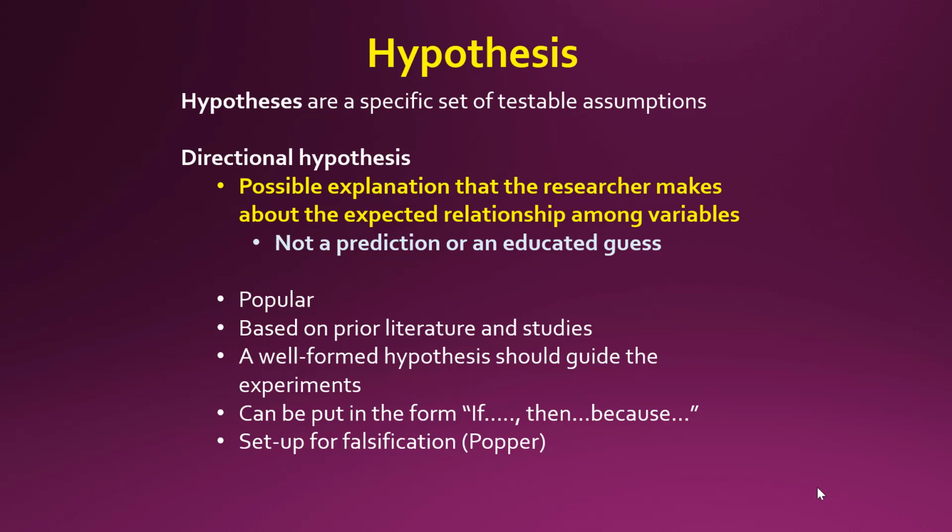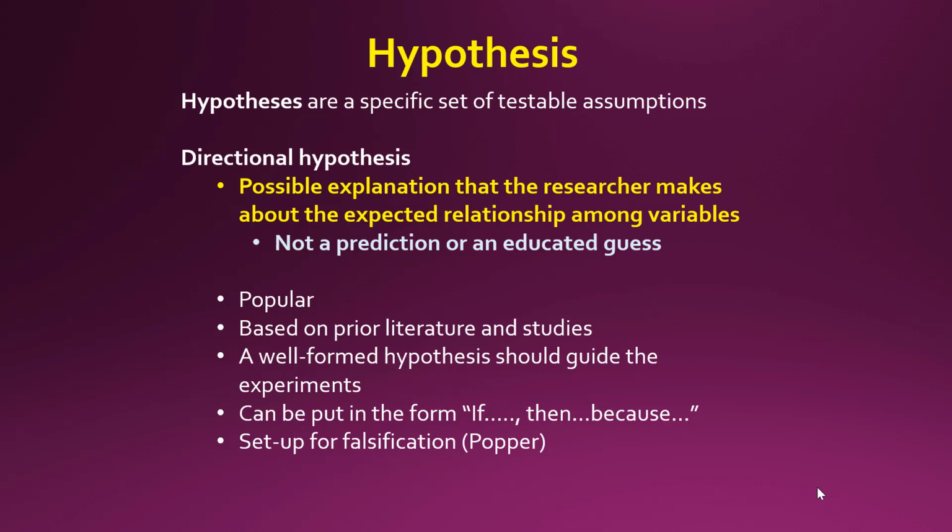It is not a prediction, it's not an educated guess. So if you've ever heard those terms used before with respect to hypotheses, I want you to throw it out. I don't want you thinking about a hypothesis being a prediction or an educated guess, because it introduces bias. And we've talked about bias, and we don't want to introduce bias to our research. So instead, we're going to be giving an explanation for the expected relationship.